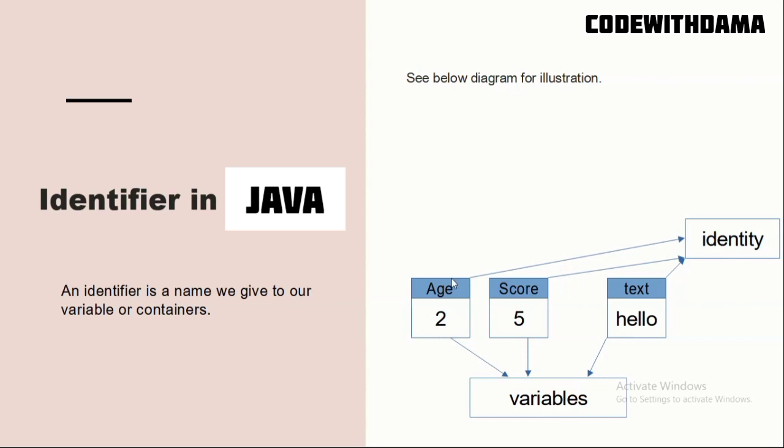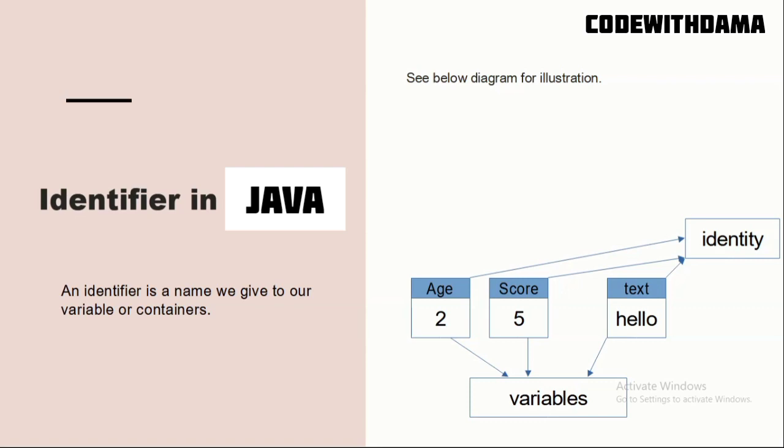So if we want to make reference to this container that has 2, we would only tell Java we need the container with this name age. And then if we want to use the one with 5, we will tell Java we need this container score. Now for you to be able to create containers in Java programming, you must tell it the type of data you're going to store in that container even before you store those data. And that act is referred to as declaration.